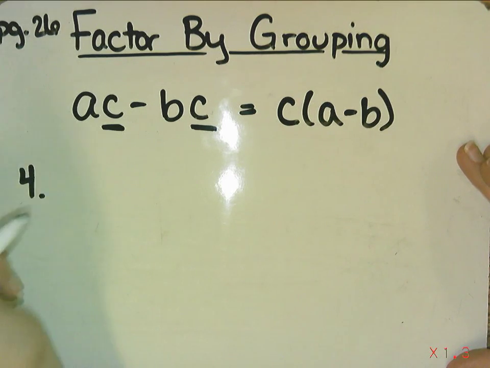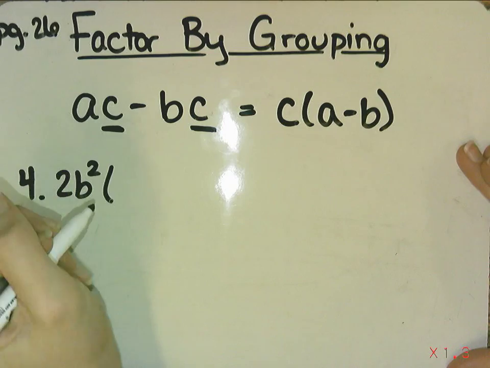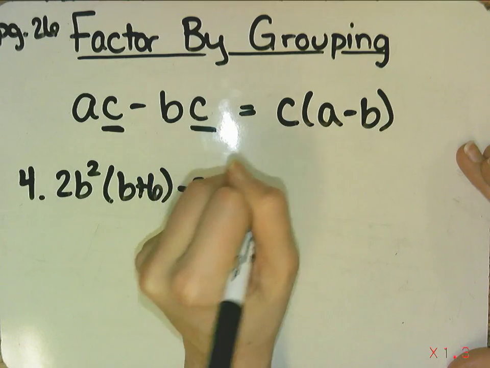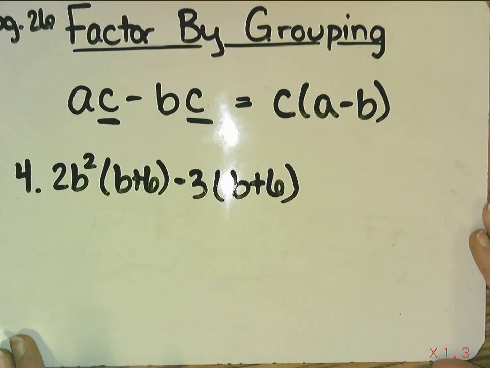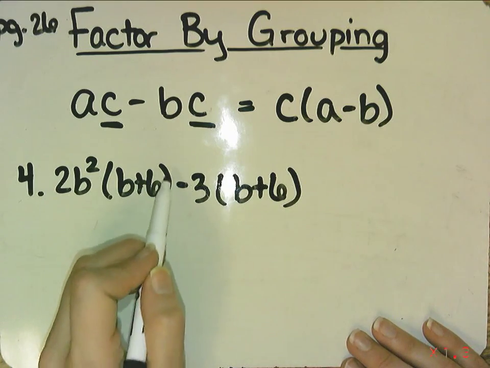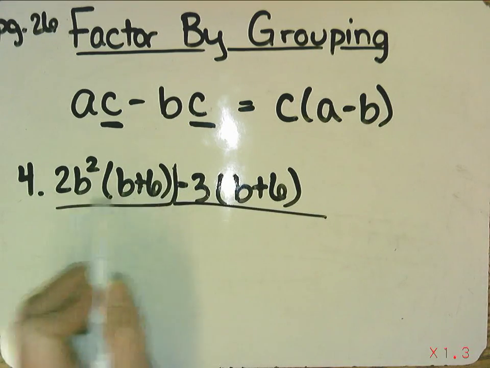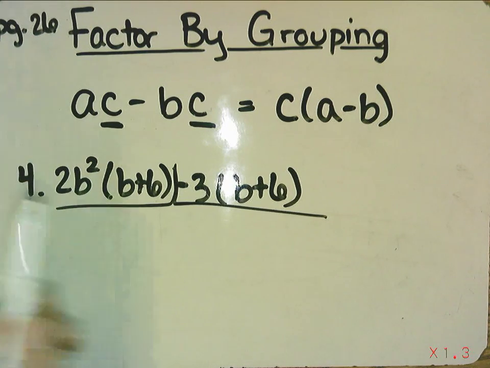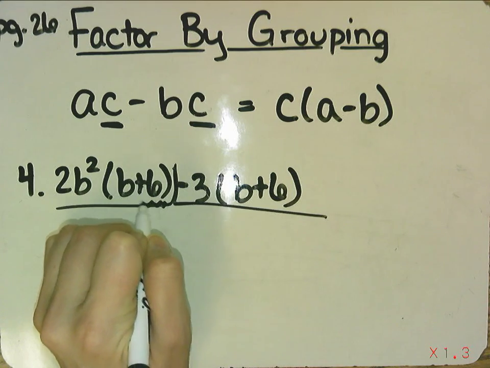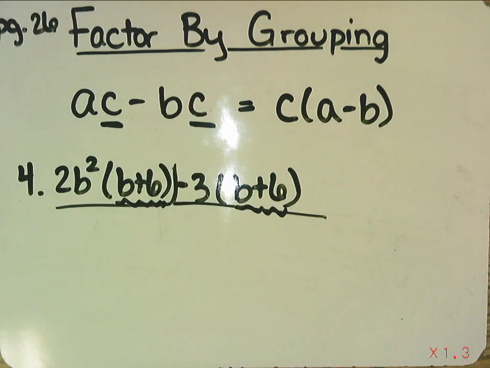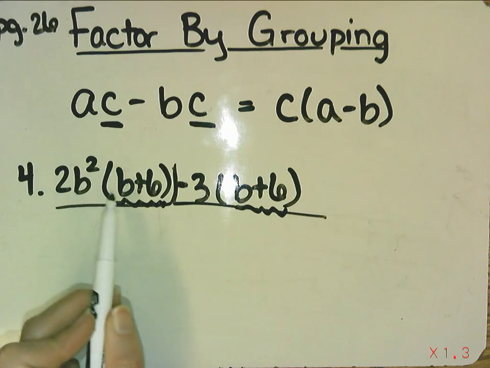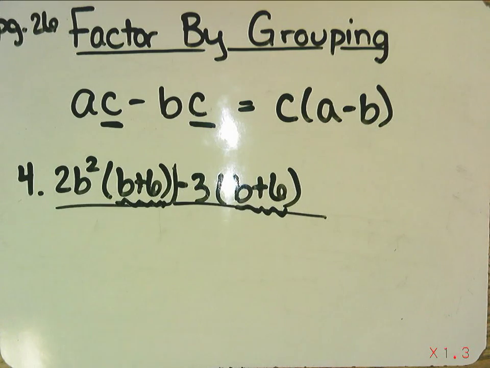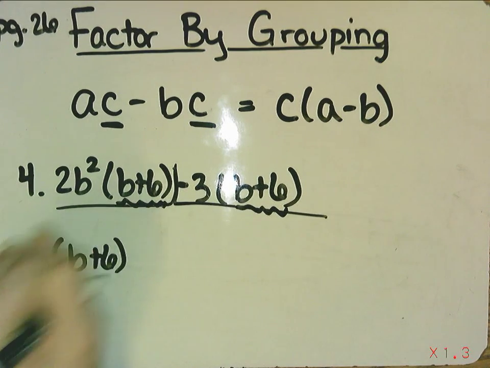So number 4 on page 26 has 2b squared times (b plus 6) minus 3 times (b plus 6). So once again, I have two terms, and they have a common factor. So up here, it was really easy to see my common factor was C. And here, my common factor is still simple, it just looks funky. So this is the product of 2b squared and b plus 6. And this term is the product of negative 3 and b plus 6. So their common factor is b plus 6.